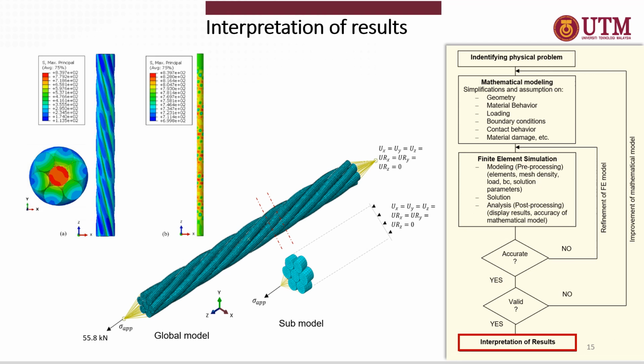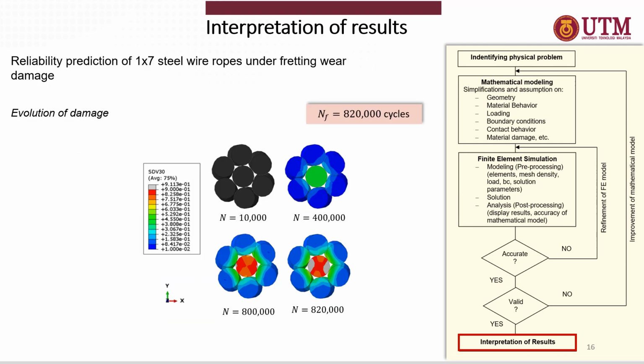These are some examples of the capabilities of the finite element simulations. Although through simplifications we just simulate one contact point, we can actually simulate the 1/7 to see the global response. So we can see all the stresses inside. And of course, we can also predict when the wire rope will fail, which in this case, we predicted the wire rope to fail after enduring 820,000 cycles.